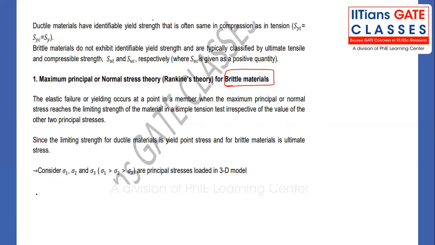Now, what is the statement of this particular theory? This particular theory is saying that elastic failure or yielding occurs at a particular point in a member when the maximum principal stress or normal stress reaches the limiting strength of the material in a simple tension test, irrespective of the values of the other two principal stresses.